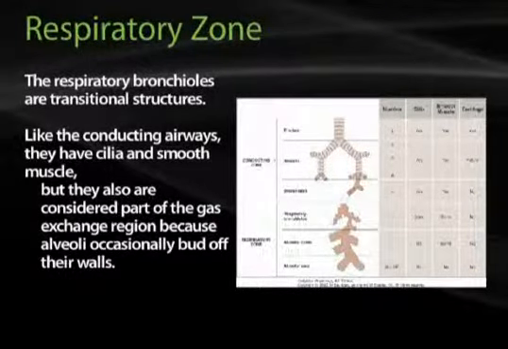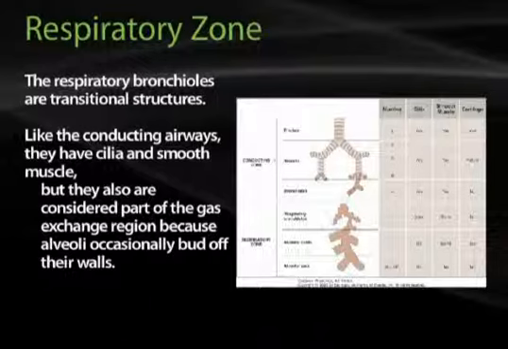The respiratory bronchioles, to some extent, represent the transition between the conducting airway and the respiratory zone. Like the conducting airway, there's some cilia there, there's some smooth muscle there, but there's gas exchange going on because alveoli occasionally bud off their walls. All of these distinctions are somewhat arbitrary.